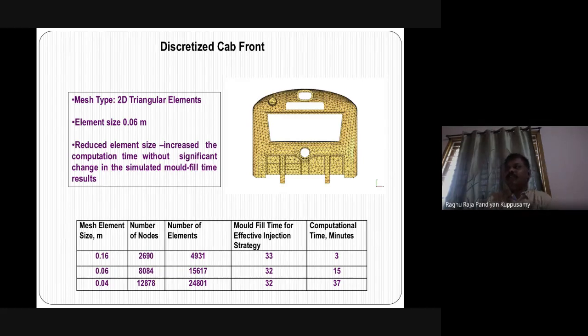Obviously, when you go for simulation, we have to find out the effect of meshing. When you see the meshing part, we have tested with different numbers of nodes and different numbers of elements, and we have concluded that there is no appreciable change when you go to the last one, mesh element size 0.04. So obviously, element sizes of 0.06 and 0.04 we have used for the further development of the simulation environment of the composite part.